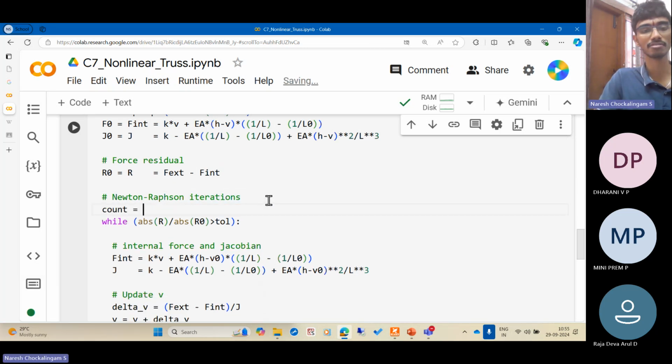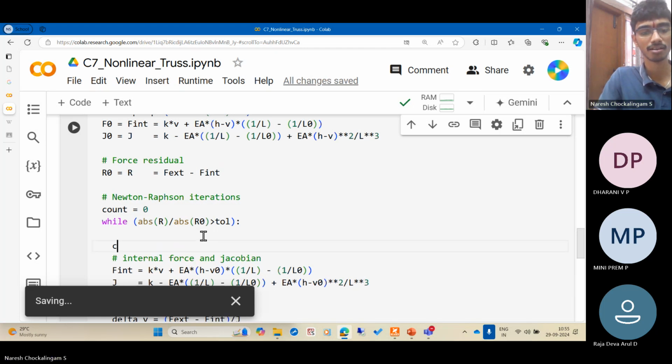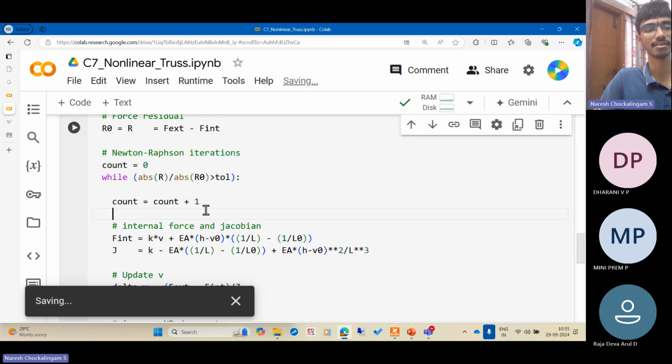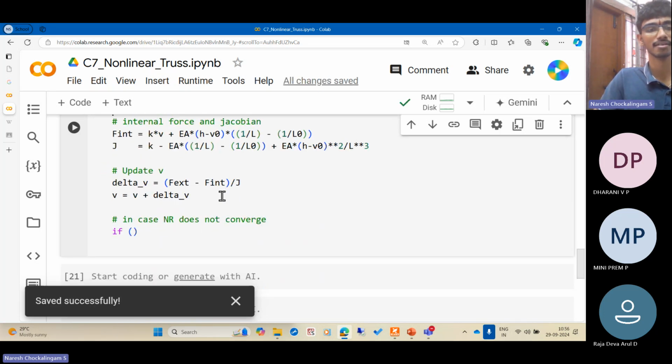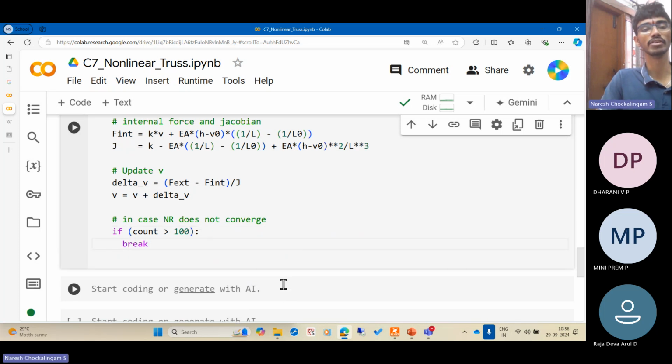I'll call it count is equal to 0. And as soon as I start an iteration, I'll say count is equal to count plus 1. So every time I do an iteration, the count will increase. But suppose I have gone through some 100 iterations. If count is greater than 100, then I'll break the loop. It's not going to converge.